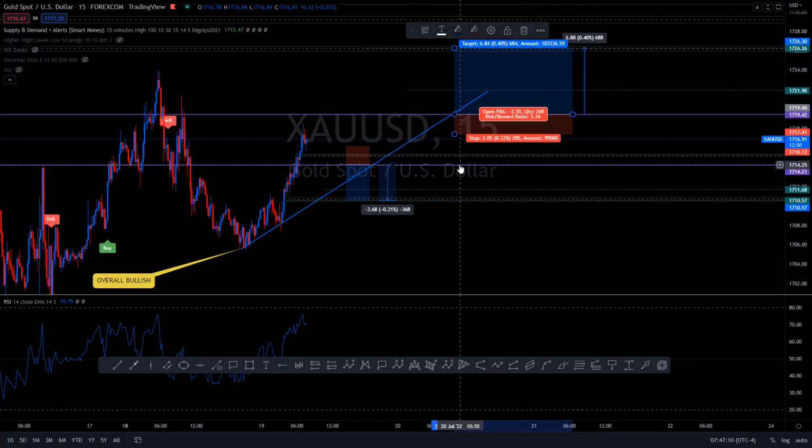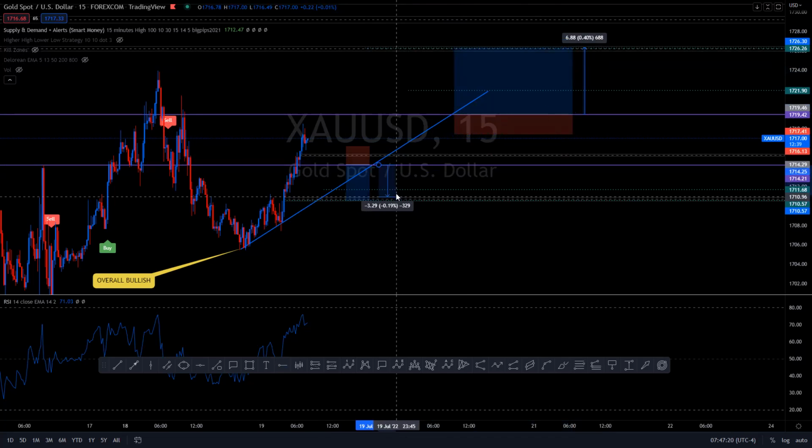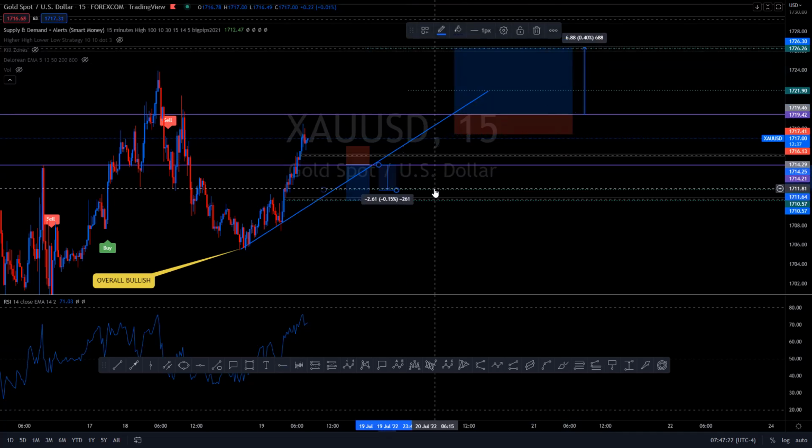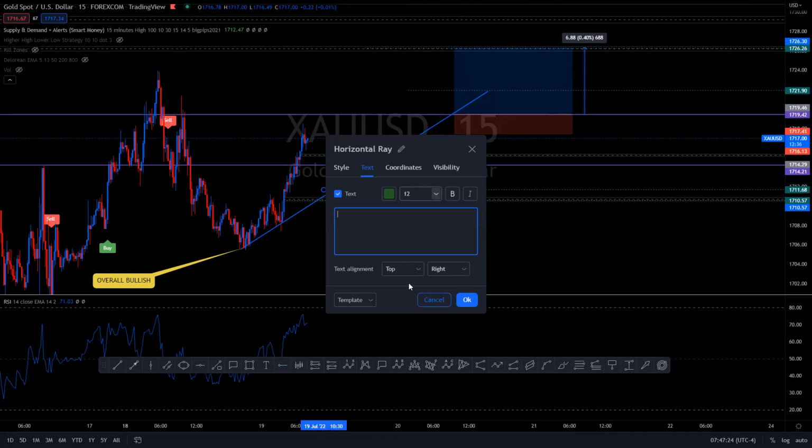So the next thing I'm going to do is actually label my take profit zone. So this is 250 plus. So TP1, 250 plus points.